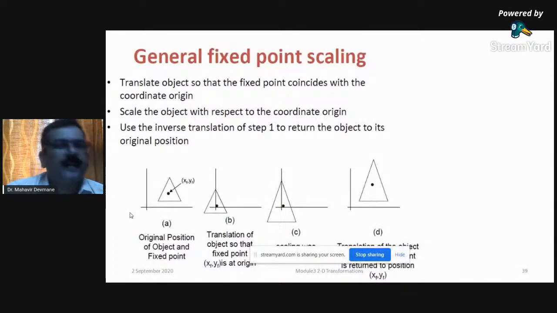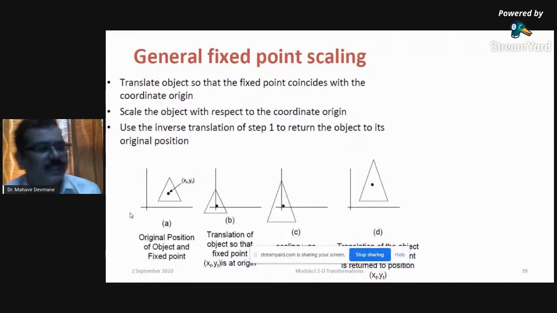Here again, how we can perform the scaling with reference to a fixed point is given. Scaling with reference to a fixed point means that particular fixed point will not change its location.